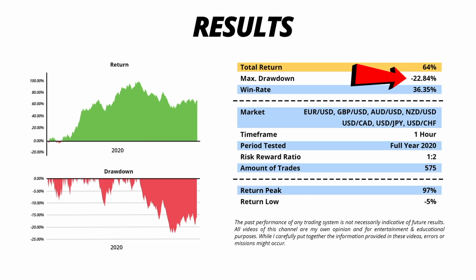Obviously, the risk per trade can be reduced in order to decrease possible drawdowns. The strategy achieved a win rate of about 36%, which is also pretty good for a risk to reward of 1-to-2. We had the peak during the year in terms of return in August, with a return of 97%. And as you can see, the strategy struggled quite a bit during the end of the year and is currently still in a drawdown from the peak in August.